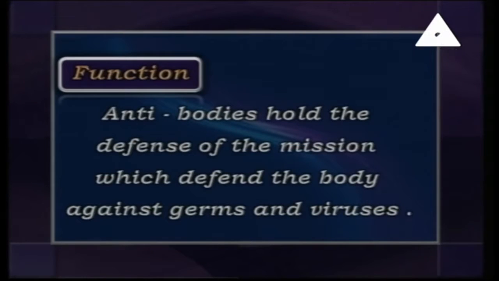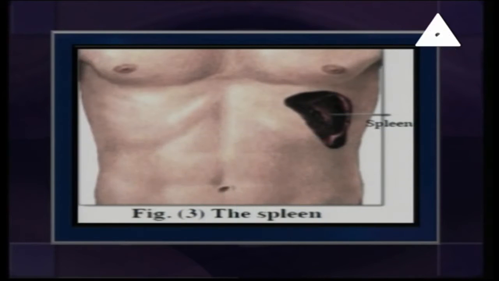Also, the antibodies hold the defense of the body, which defends it against germs, viruses, bacteria, and so on, any pathogen. This is a function of antibodies, that they are manufactured or secreted by the spleen. And this is the form of the spleen, as we said, it's found in the abdominal cavity at the upper side or the upper location of the body.